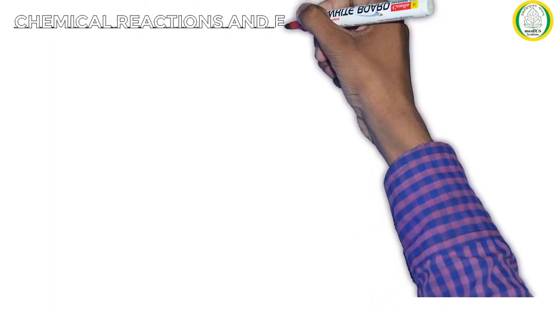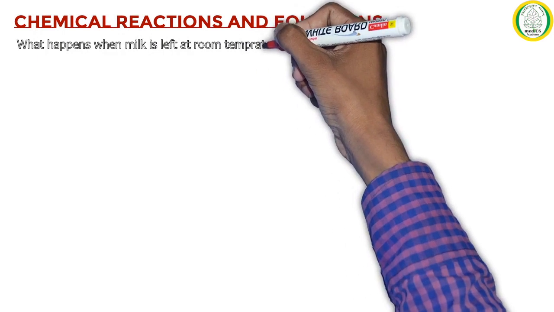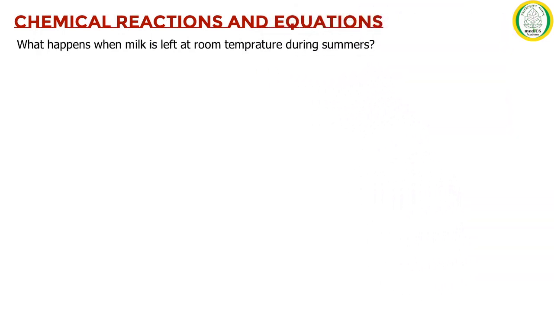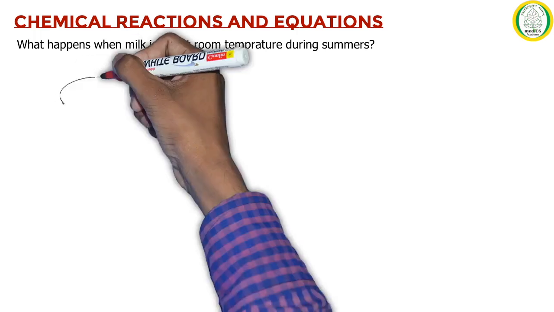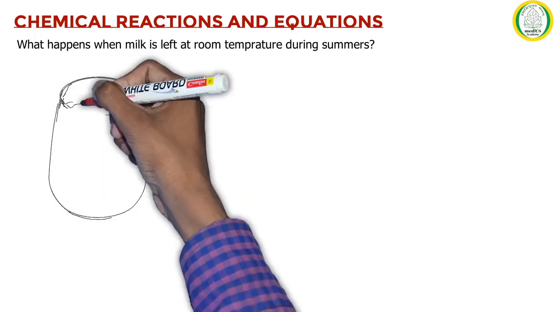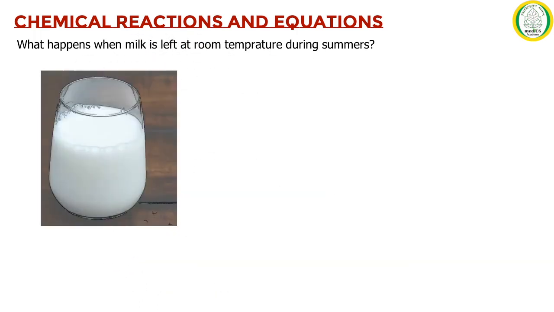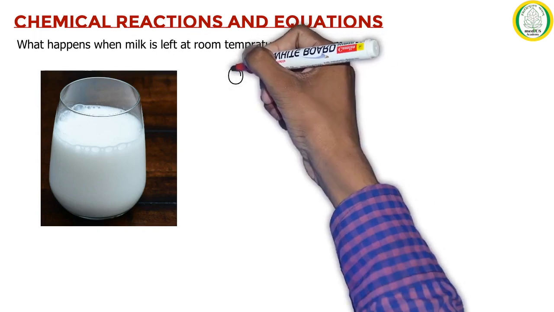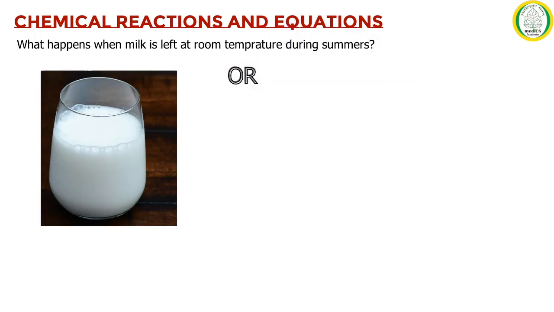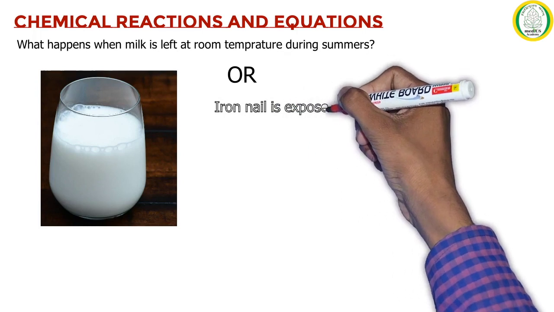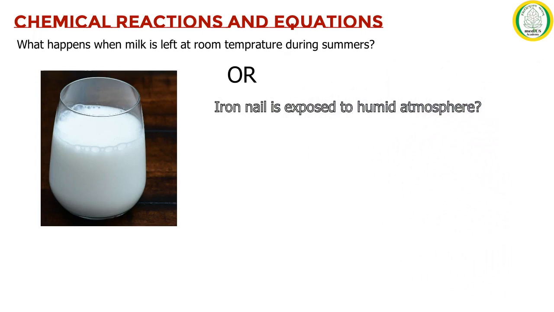Chemical reactions and equations. Think what happens when milk is left at room temperature during summers, or an iron nail is exposed to humid atmosphere.